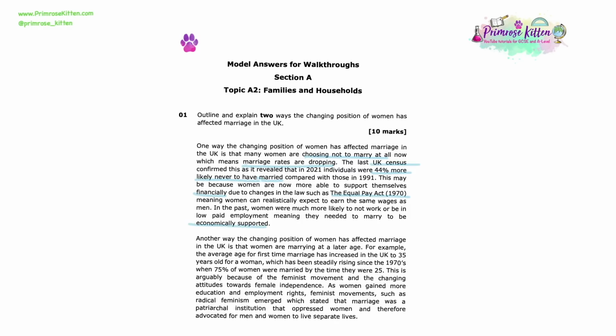Another way the changing position of women has affected marriage in the UK is that women are marrying at a later age. For example, the average age for first-time marriage has increased in the UK to 35 years old for a woman, which has been steadily rising since the 1970s, when 75% of women were married by the time they were 25. This is arguably because of the feminist movement and the changing attitudes towards female independence.